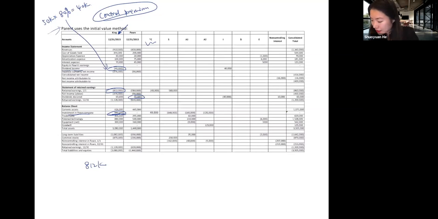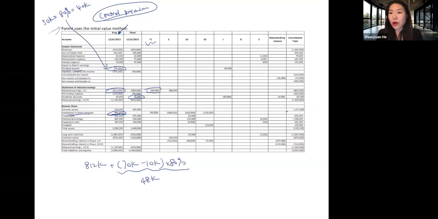So here it's 70,000, which is the difference between net income and dividend, minus the 10,000 amortization, multiplied by 80%. So this difference is 48,000. We need to increase our retained earning by 48,000. In order to increase the retained earning, we credit retained earning for 48,000 and debit the investment account accordingly. Everything else is the same as what we should do under the initial value method, very similar to what we went over in the previous class.